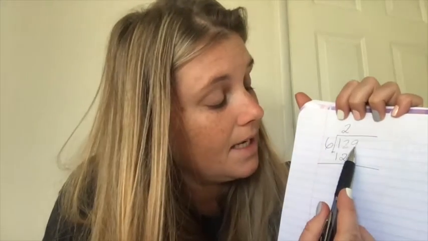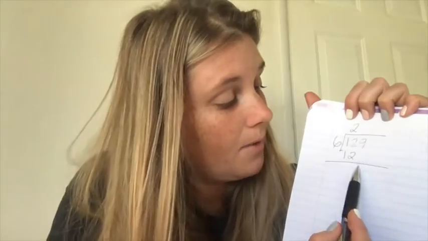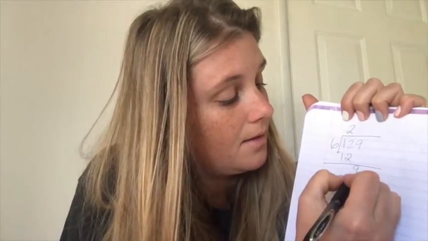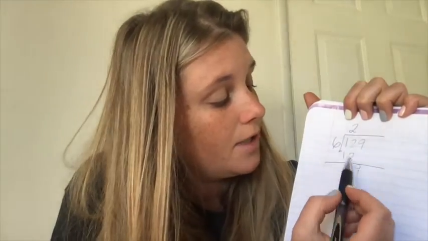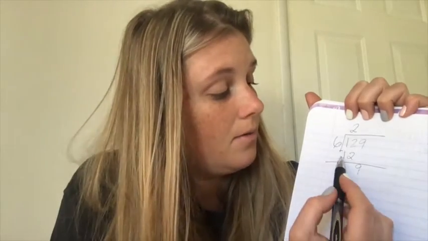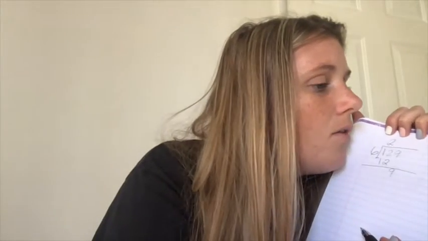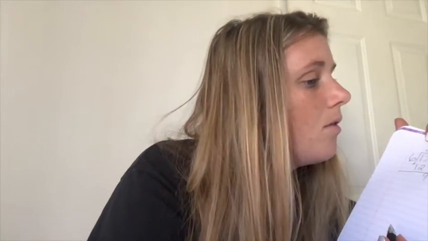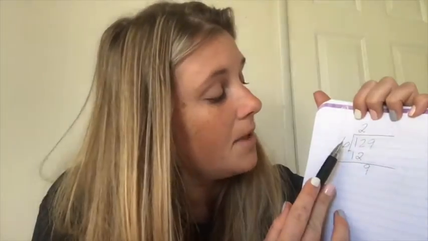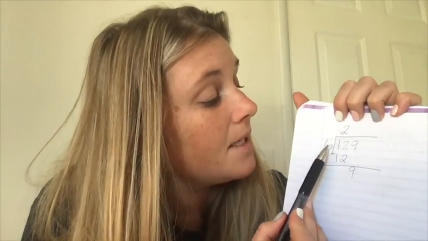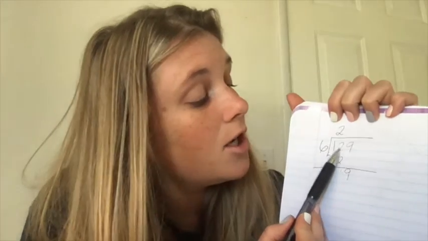And we're going to bring this 9 down because 9 take away nothing is 9. 2 take away 2 is 0. 1 take away 1 is 0, right? Okay. Now, what's our first step now? Divide. How many times does 6 go into 9?